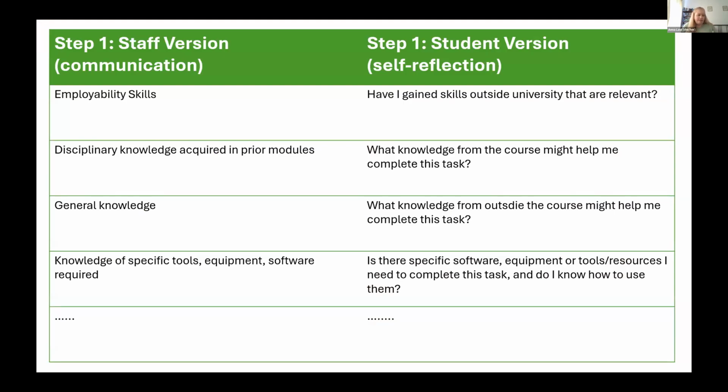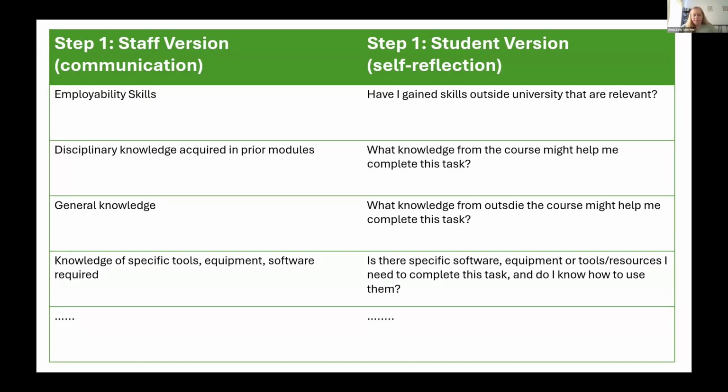For the staff version, this is very much about communicating the demands of the assessment, or the kind of prior knowledge and expectations of prior skills that would be necessary to attempt this assessment task. So staff are able to use this in assessment design, but also in communication with students about what prior knowledge and skills they have that would be useful. For students, it's more self-reflective questions where they're asked to think about how their knowledge and prior skills are relevant, and also where there might be any gaps, and also thinking about where they can seek support for any of those gaps.